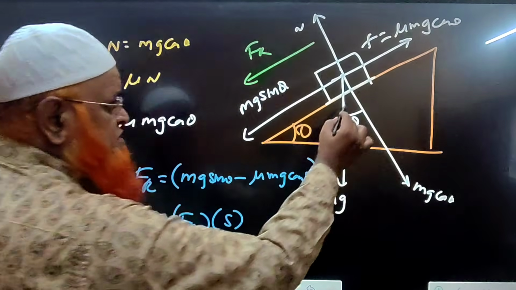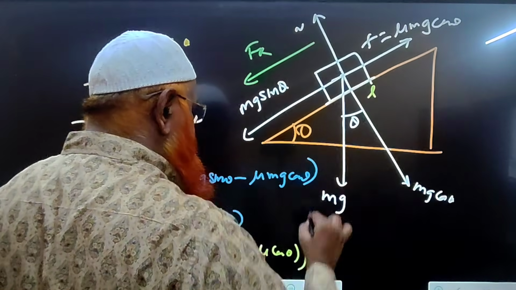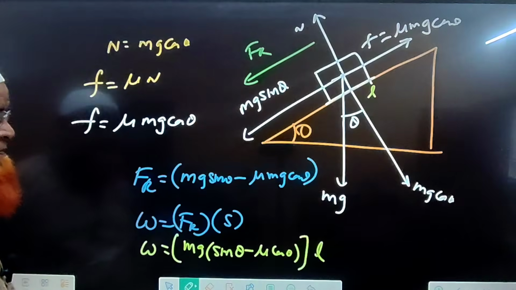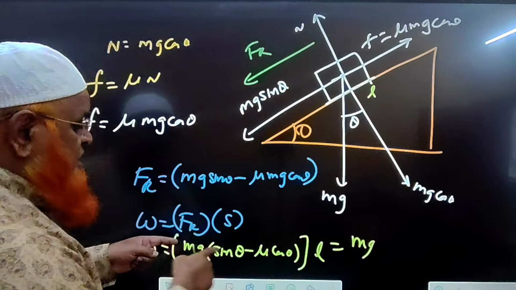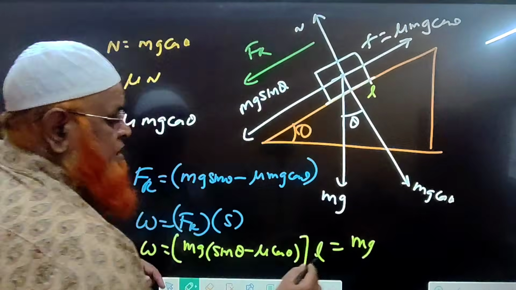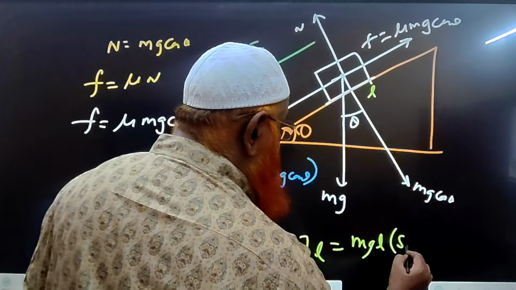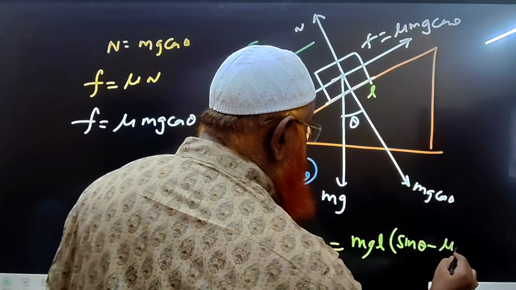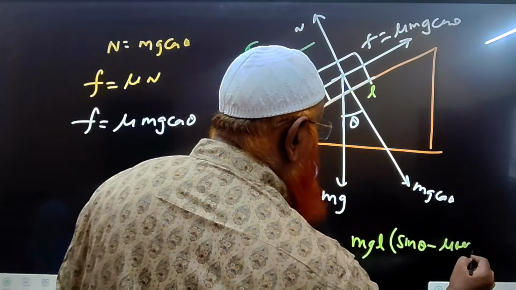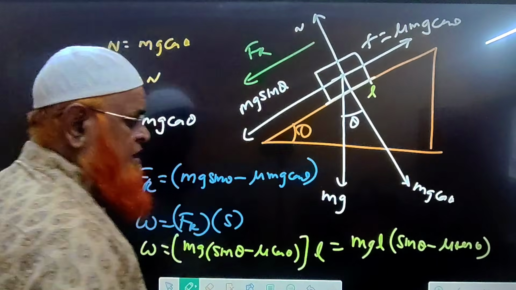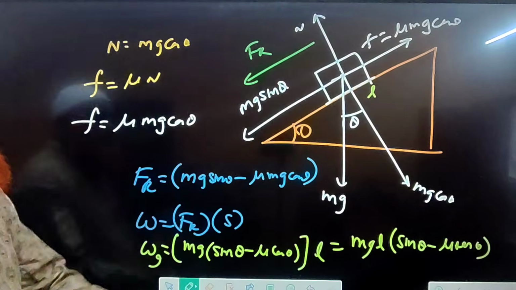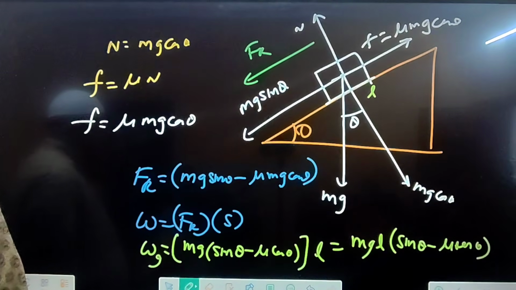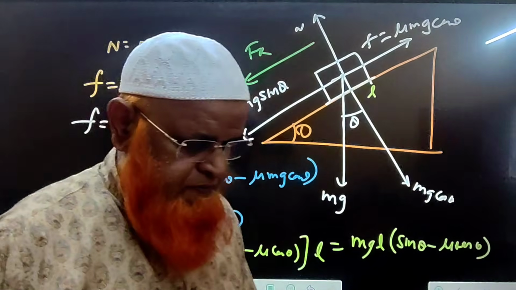And displacement is how much? The length of the slope is the displacement. So finally, what are you getting? This mg multiplied with L is mgL, and this is sin theta minus mu cos theta. Okay, so this is the work done by the gravitational force when the surface is rough.